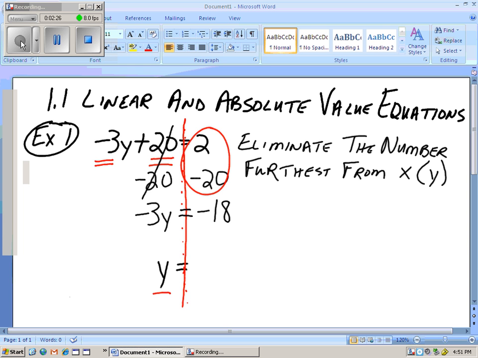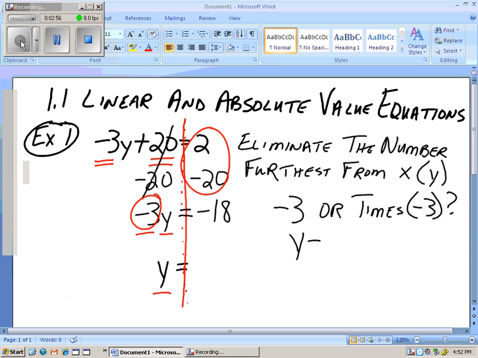Next, we have to get rid of this negative 3. Now, is it minus 3 or times negative 3? That's what we're asking ourselves. Are they subtracting 3 or multiplying by negative 3? Well, anytime a y is right next to a number like that, that's multiplication. If it was subtraction, it would look like y minus 3. But what it actually is, is negative 3 times y. Multiplication, not y minus 3.